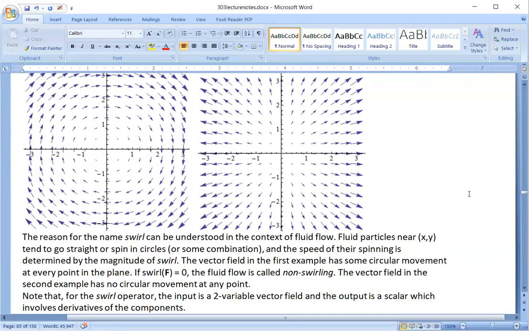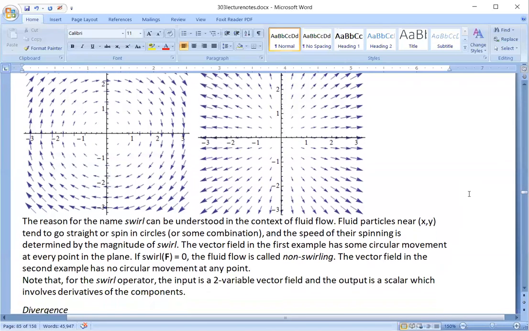So there's the idea, there's the calculation, and just a quick overview. Note the swirl operator: what does it do? The input is a two-variable vector field. We're taking the swirl of vector field f, and the output is a scalar. That scalar we get by taking some derivatives and combining them in some way. So that's the swirl operator.